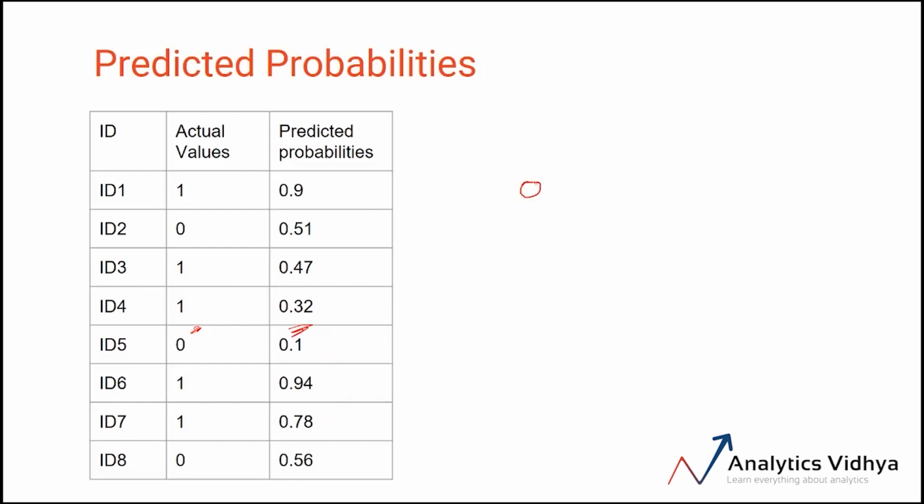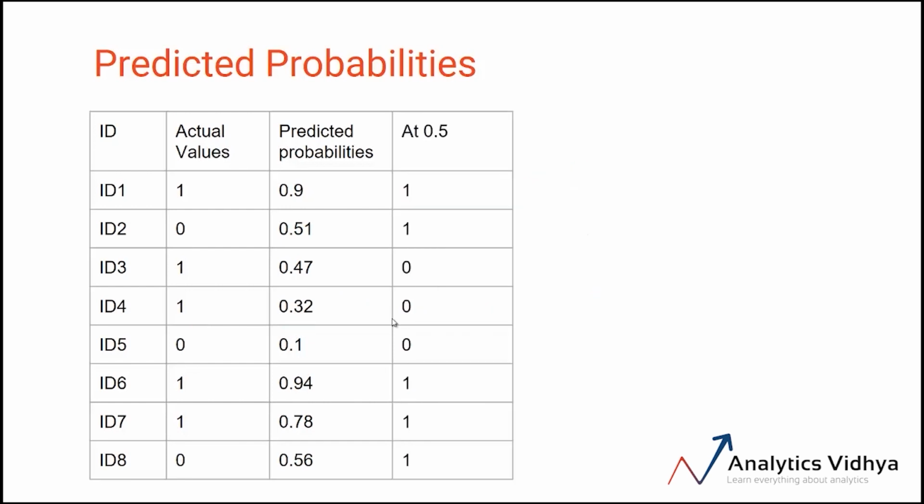Think about it. Let's say I set a cutoff to 0.5. So, the probability values which are greater than or equal to 0.5 can be labeled as 1, and the other probabilities which are less than 0.5 can be labeled as 0. So if I do this for this problem, I'll have 0.9 as 1, 0.51 is again greater than 0.5, so it will be 1. Then similarly this will be 0 and this will be 0 and so on. So once I do it for all the predicted probabilities, I will actually have the predicted classes.